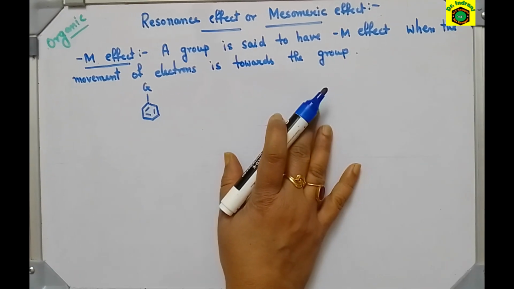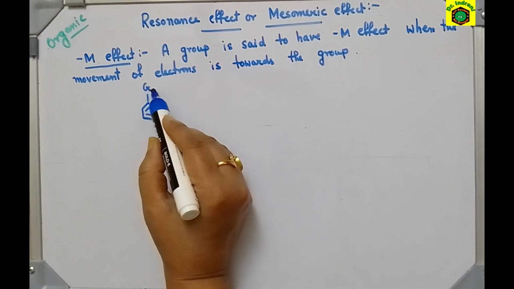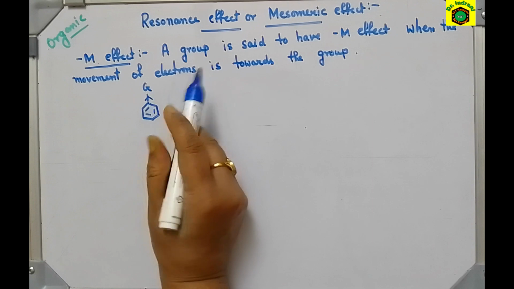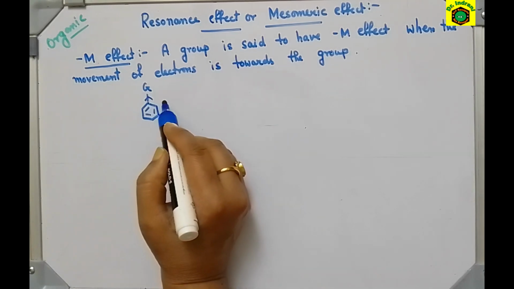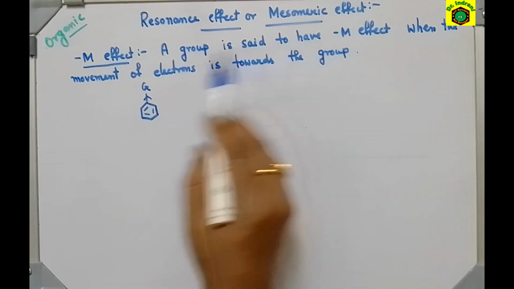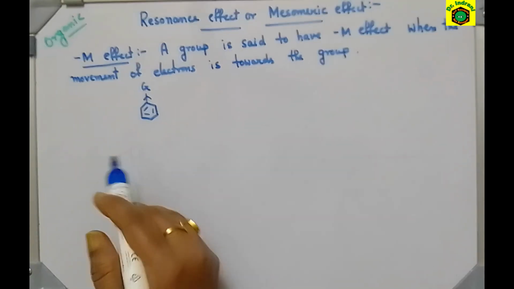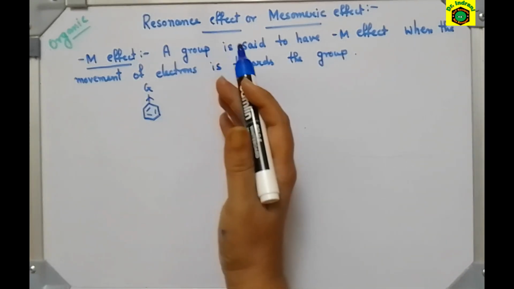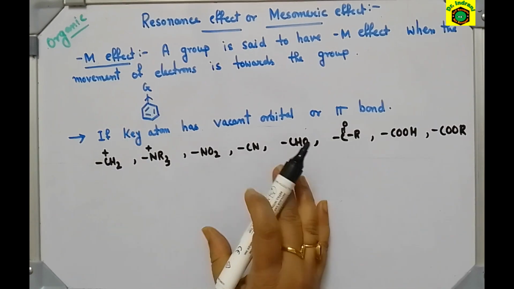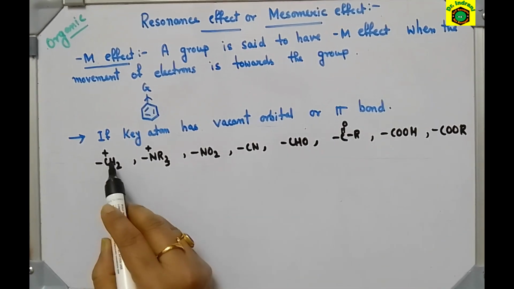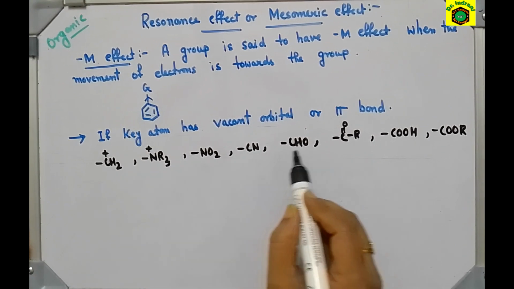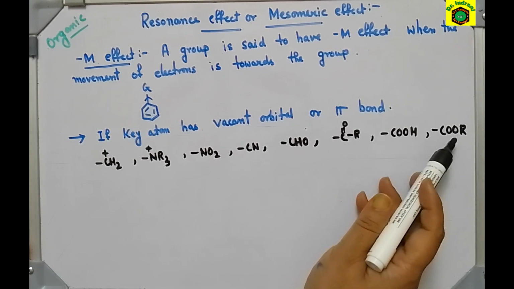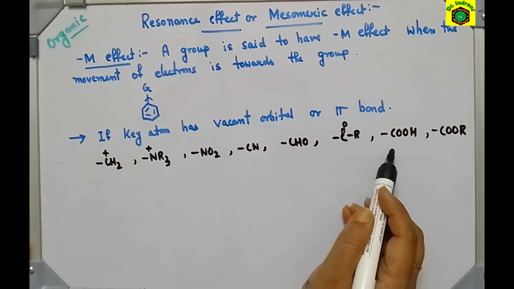Now minus M effect. Suppose with the conjugated system, one group is attached such that movement of electrons is towards the group. Then we can say the group has minus M effect. In plus M, it is away from the group towards the conjugated system, and in minus M it is away from the conjugated system towards the group. Now which groups have minus M effect? CH2 plus, NR3 plus, nitro, cyano, aldehyde, COR, keto, carboxylic acid, ester. All those groups have minus M effect.